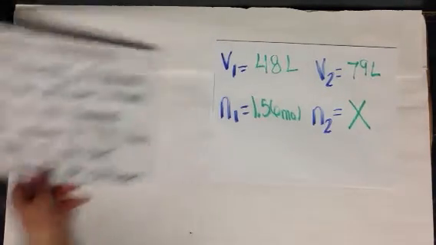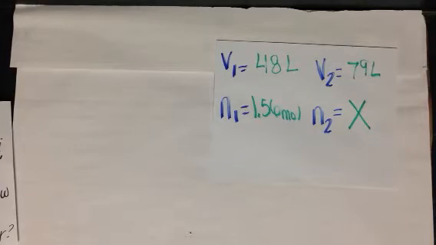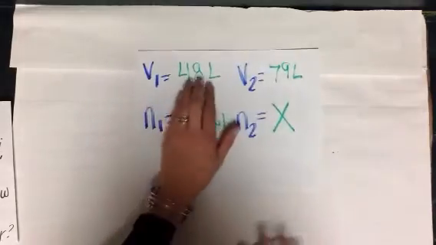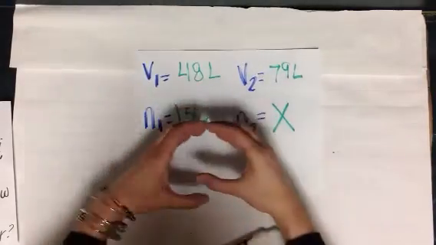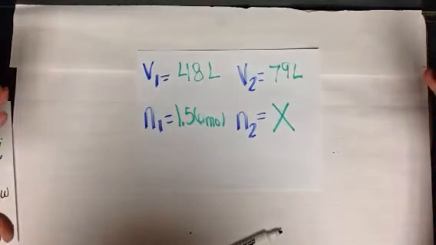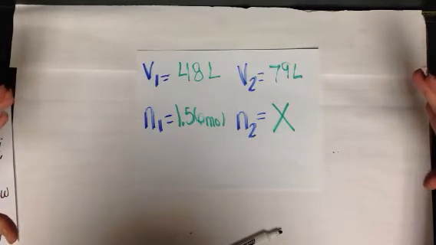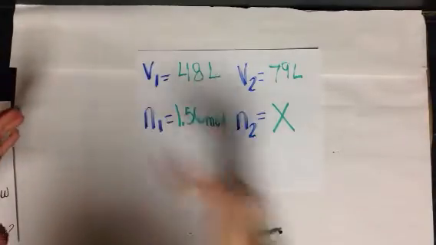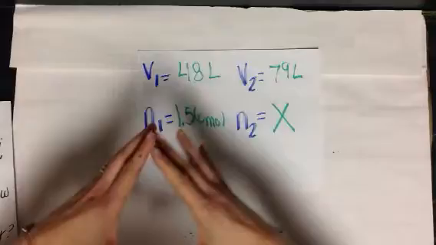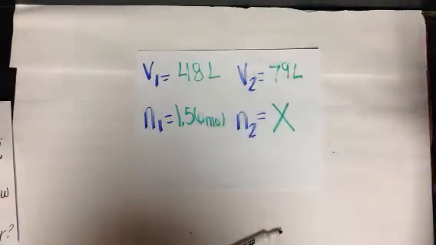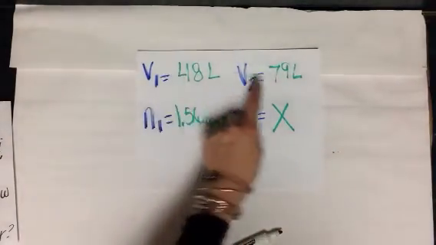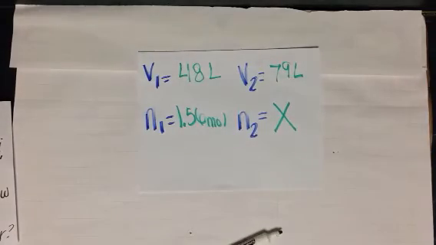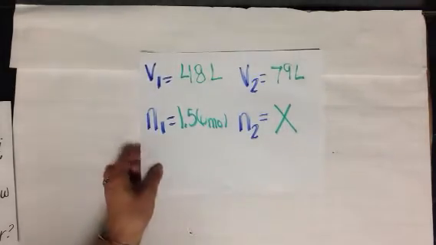Let's just think about what Avogadro's law means. Remember, we said, think about this as being my balloon. If my balloon went from 48 liters to 79 liters, my volume increased. The only way for the volume to increase under Avogadro's law is that I must have put in more moles of gas. So as volume increases, we can predict that this mole value needs to also increase. So this number needs to be bigger.